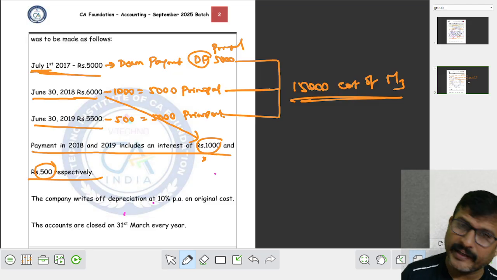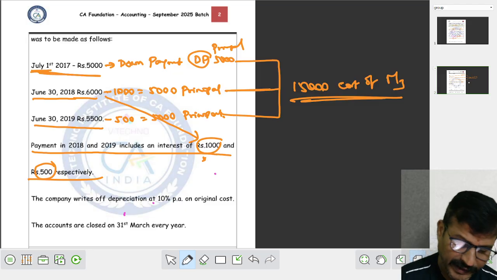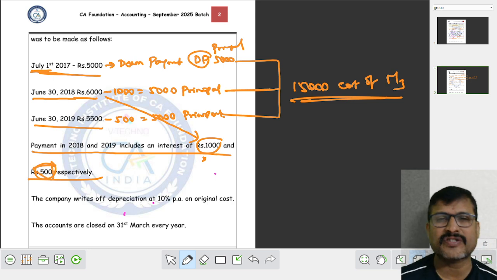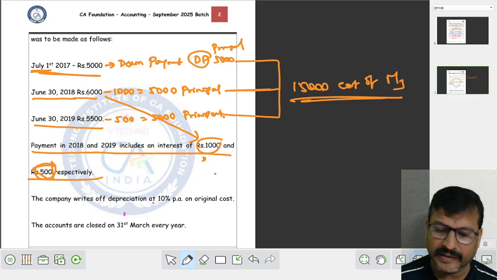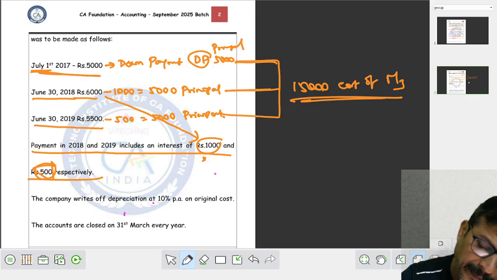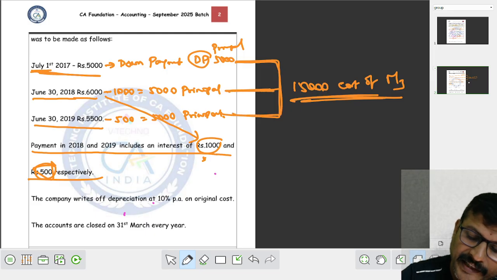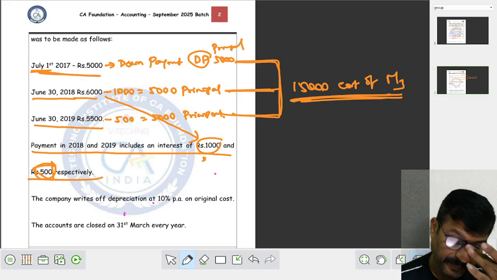On 30th June 19, you paid 5,500. In that, 500 is your interest. वो interest subtract किया तो कितना आता? 5,000 आता. कुल मिला के this is your 3 payments. That is your cash price of M3.